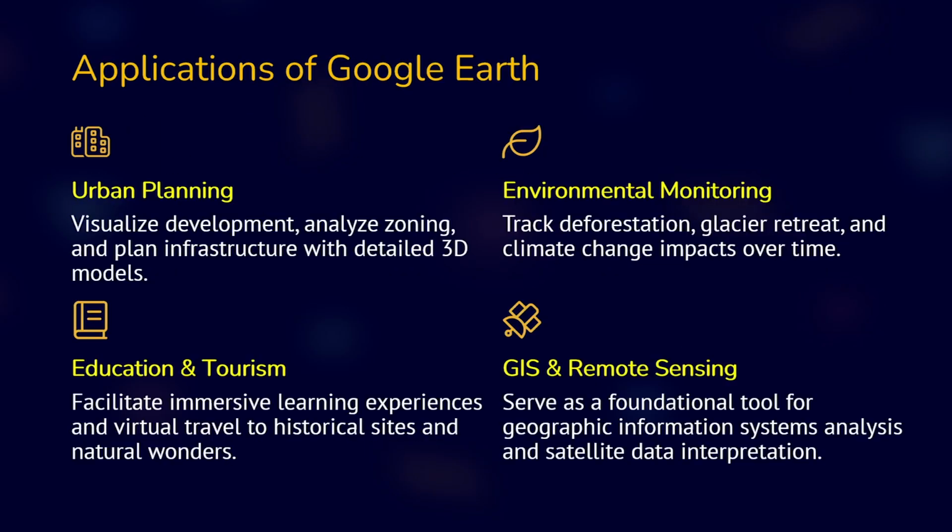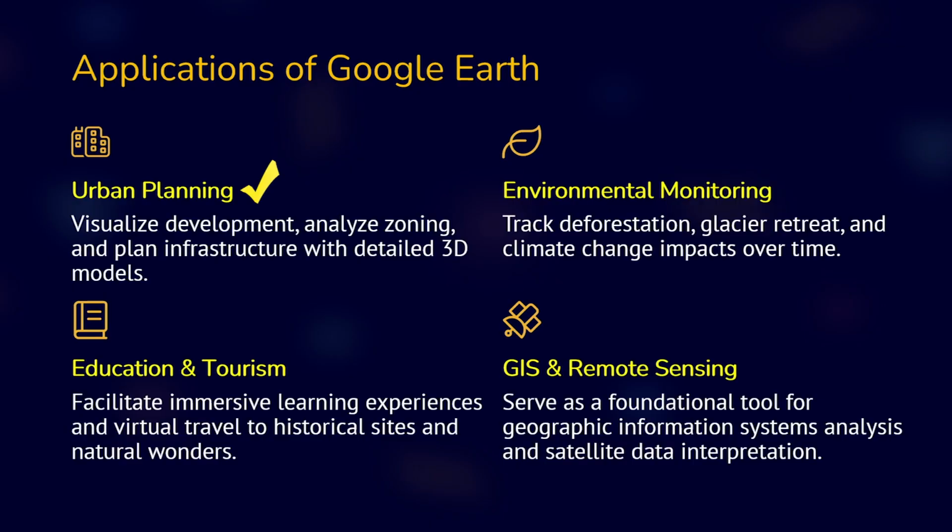We can use Google Earth for urban planning. We can use it for visualizing developments, analyzing zones, such as where the residential zone is located and where the industrial zone is, and for future infrastructure planning. It also gives us 3D models of most of the buildings, so we can have a better, in-depth perception of how the real world looks.